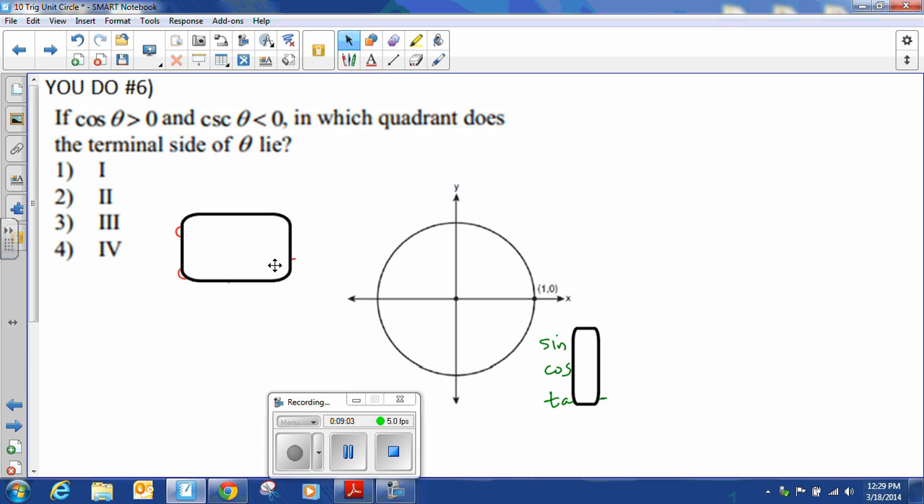Number 6. Cosine of theta is positive. Cosecant of theta is negative. So I interpret this as sine is negative, and this as cosine is positive. So there's a plus sign, minus sign. Which quadrant is that? Right here, quadrant 4.